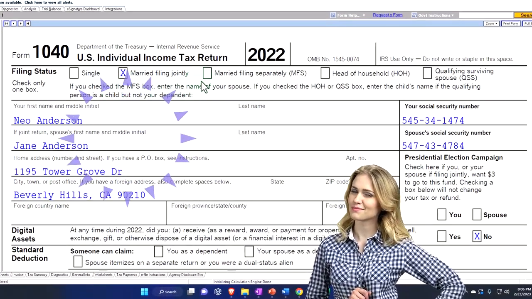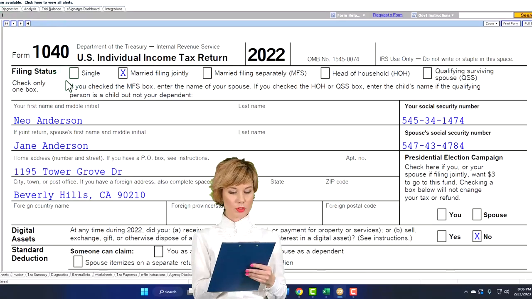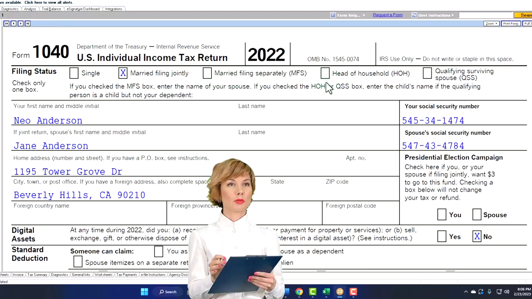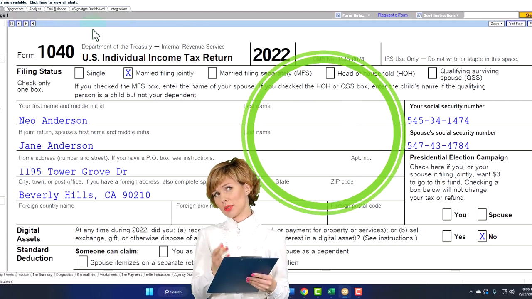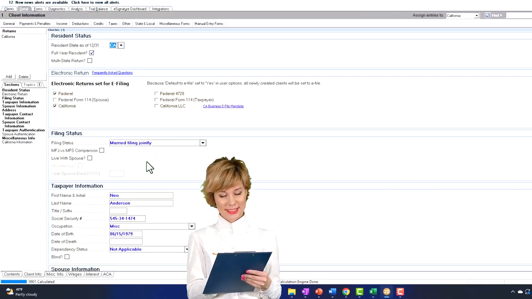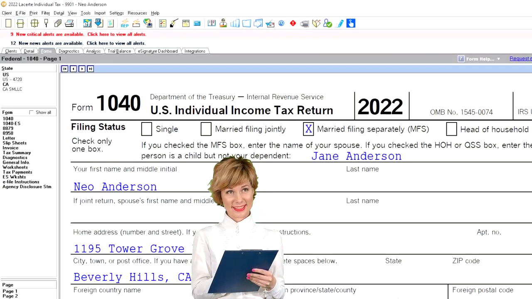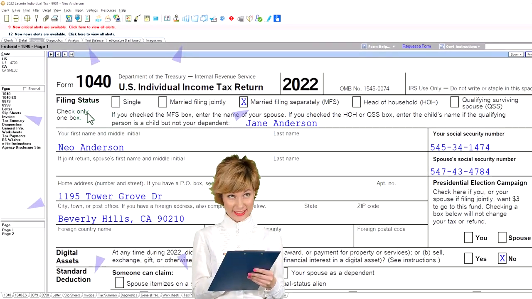Now, of course, the other option is to file married filing separately if married. You can't go back to single or head of household unless divorcing or separating. So let's go back on over and say, okay, let's go to married. If we go to married filing separate, this is what it looks like up top, filing status.